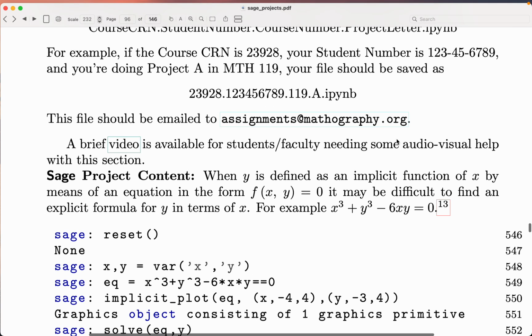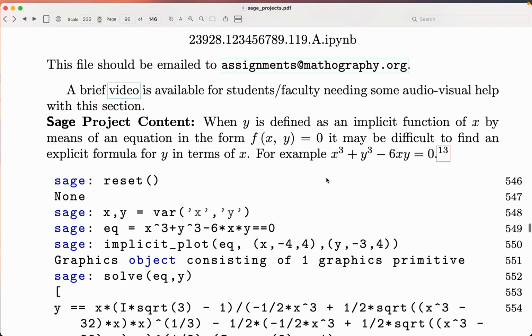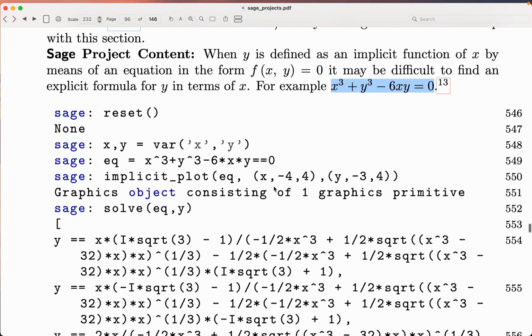So, they give you a problem over here. I don't know if I'll type in all the code for you, but I want to point out some of the stuff we've done in the past, in the 119 and 120 projects. If you have past experience with Sage, you're building on things, but you might forget things. Just looking at the code: reset, x and y, two variables. I define an equation to be this equation over here, and I do an implicit plot.